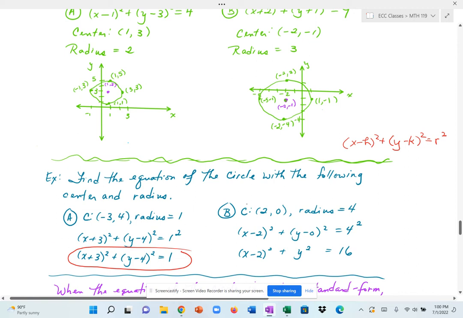For the second one, the center is at (2, 0), and the radius is 4. So when I plug it into this formula, it's (x minus 2) squared plus (y minus 0) squared equals 4 squared. So your equation is (x minus 2) squared plus y squared equals 16.